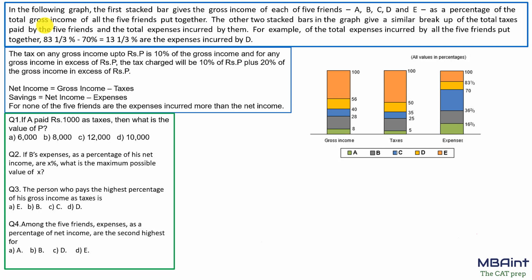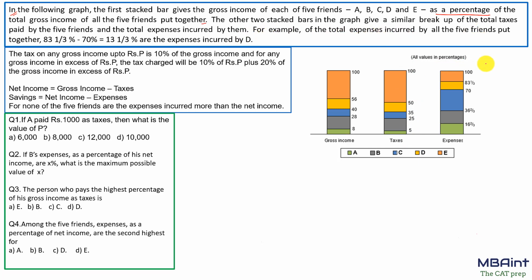Now let's start solving this. In the following graph, the first stacked bar gives the gross income of each of the 5 friends A, B, C, D, E as a percentage of the total gross income of all the 5 friends put together. So this is the first graph of gross income, and it is given in terms of percentages. The other two stacked bars in the graph give a similar breakup of the total taxes paid by the 5 friends and the total expenses incurred by them. So again, these graphs of taxes and expenses as a percentage of the total value are given over here.